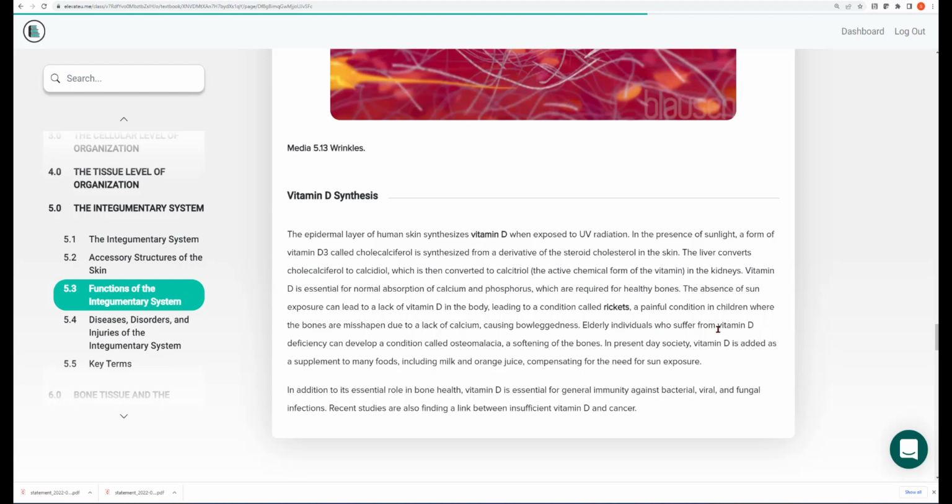Finally, lower levels of vitamin D, typically with aging, can lead to a weakening, a softening of the bones. This is called osteomalacia. Osteomalacia is a softening of the bones. Again, we don't see it very much because we have vitamin D supplementation.